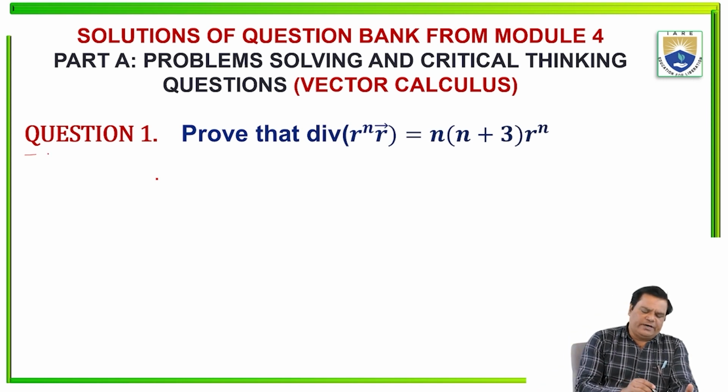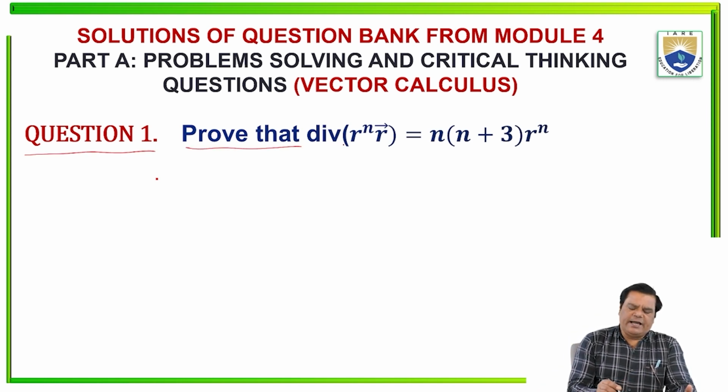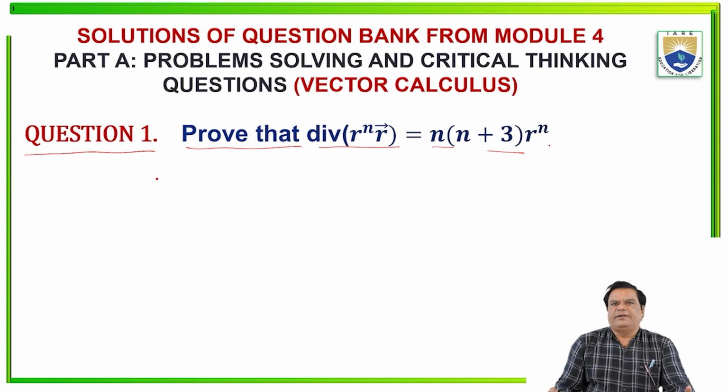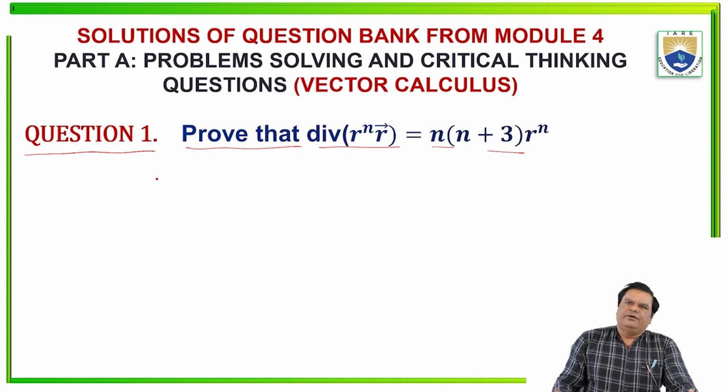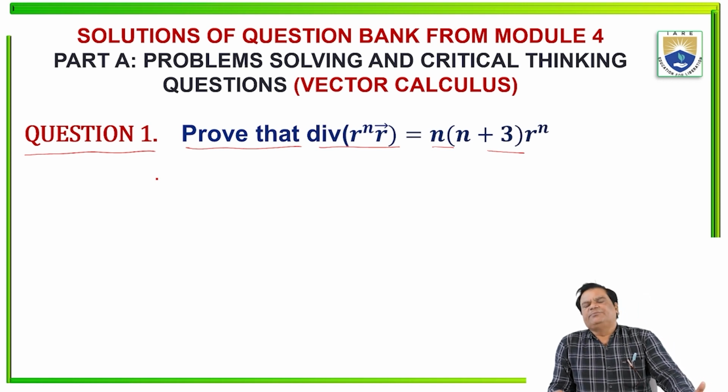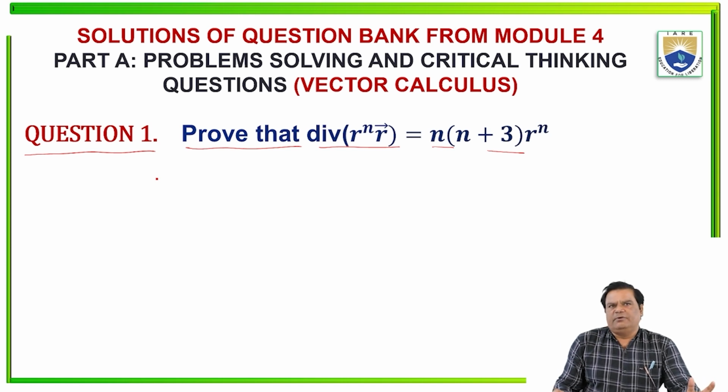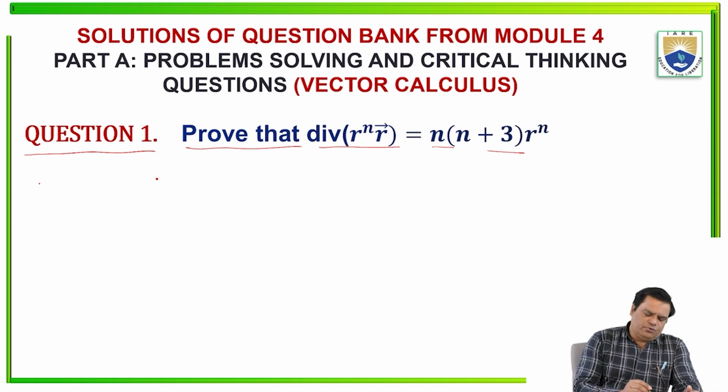Question 1: prove that divergence of r to the power n times vector r equals n into n plus 3 times r to the power n. This is a very important question from vector differentiation in vector calculus. A very important, very easy, very interesting problem. Most important problem is question 1. So the solution here.